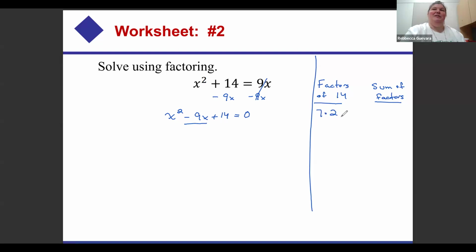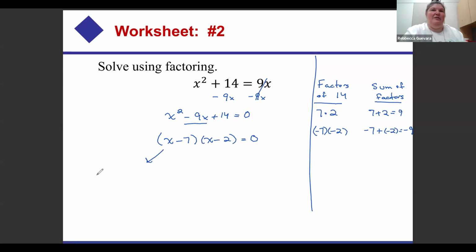I think of 2 easy choices that should give us a 9. 7 times 2, we add those together. Well, that's a positive 9. Well, I could do a -7 times -2. -7 plus -2 would be -9. So I know my factors would be x minus 7, x minus 2.